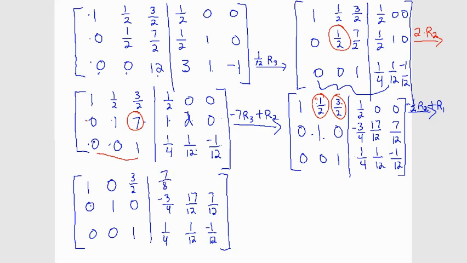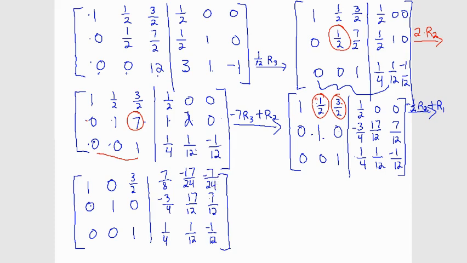Okay, and now we've got the 17/12 times negative 1/2, that's negative 17/24, but we're adding it to 0, so negative 17/24. And then same for the 7/12. 7/12 times negative 1/2 is negative 7/24, and we're adding it to 0, so negative 7/24.